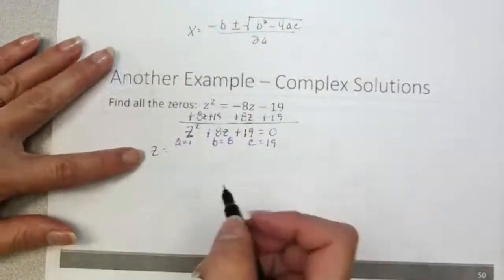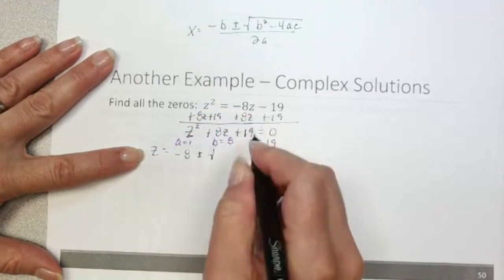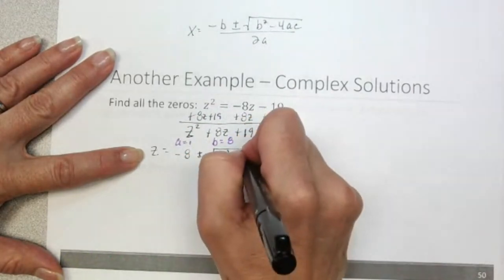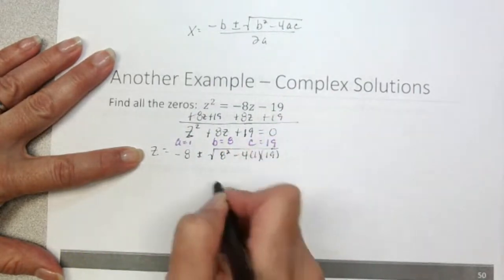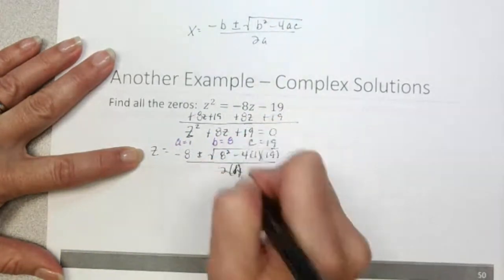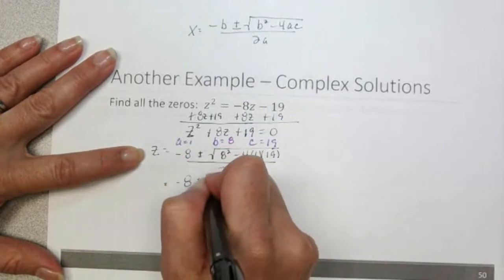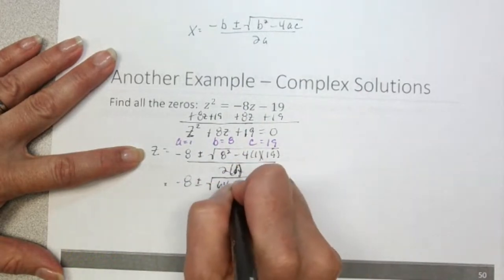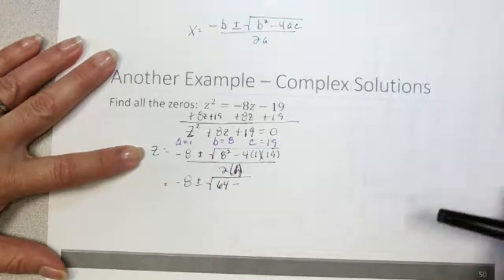All right, so then my variable z is going to be equal to negative b. That's negative 8 plus or minus the square root of b squared. That's 8 squared. Minus 4 times a, that's 1, times c, that's 19, all over 2a, or 2 times 1. a is 1. Okay, let's simplify that. Negative 8 plus or minus the square root of 8 squared is 64. 4 times 19 is, let me use my calculator, 76.